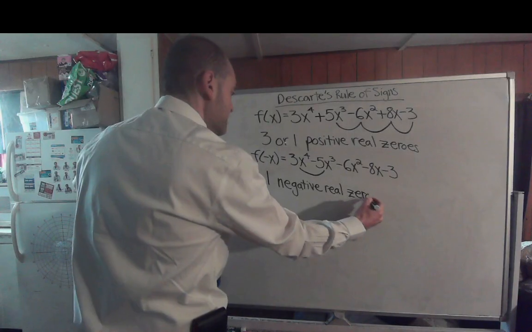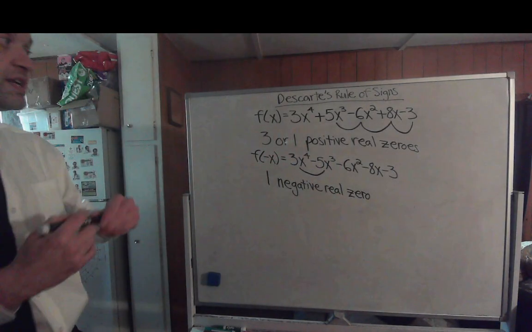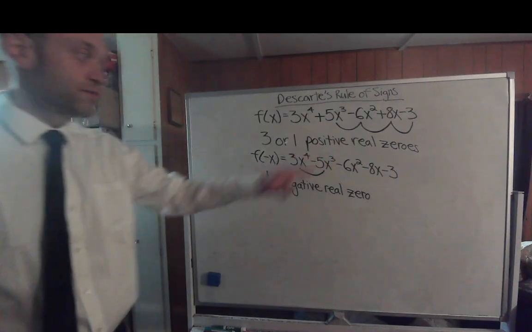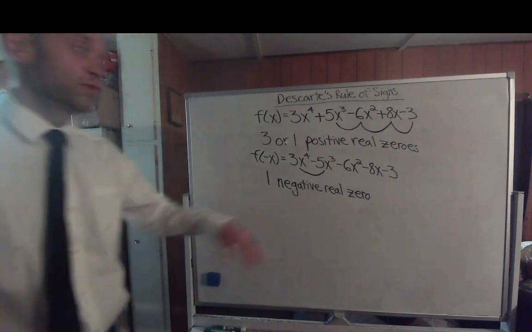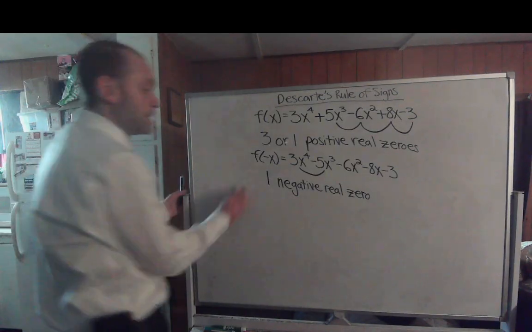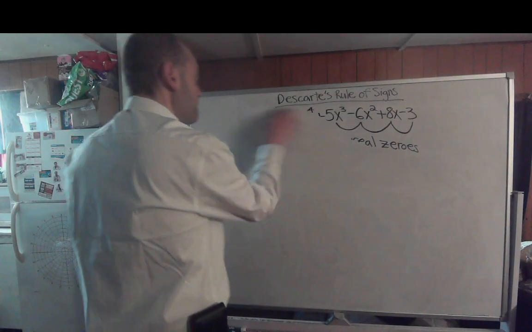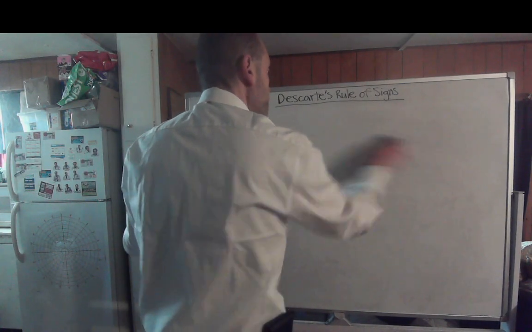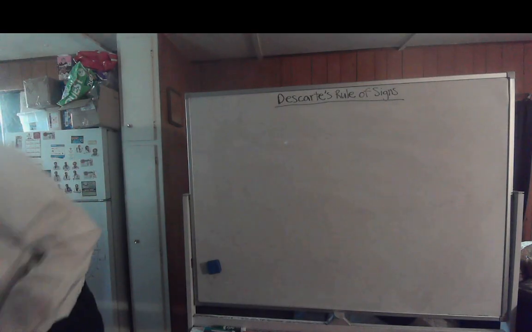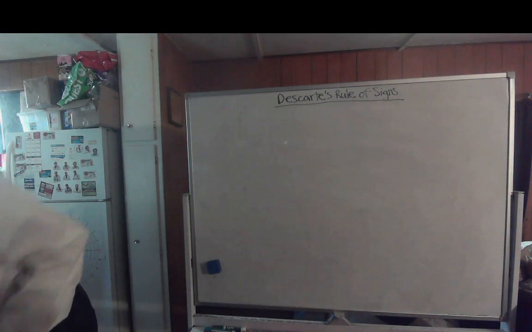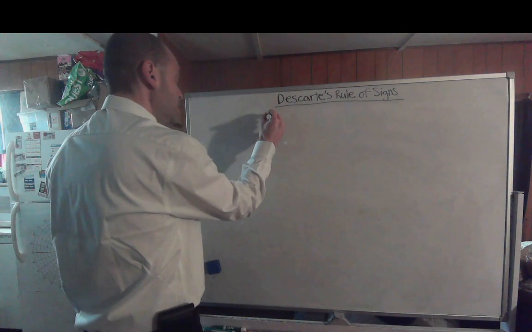So for this particular function, you're going to end up having either 3 or 1 positive real zero and 1 negative real zero. Two more examples of Descartes' rule of signs, then we'll go on to the rational zero test. This is a good one.